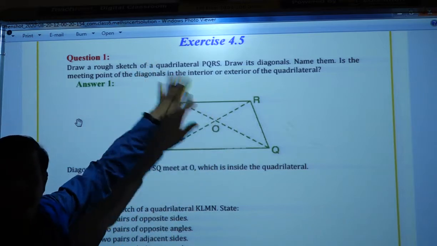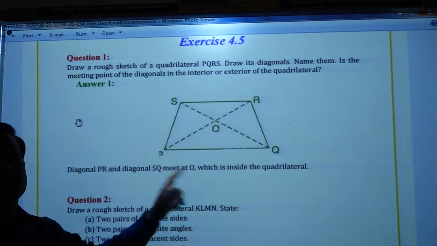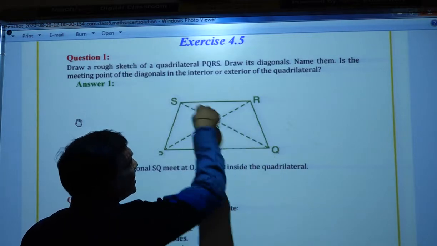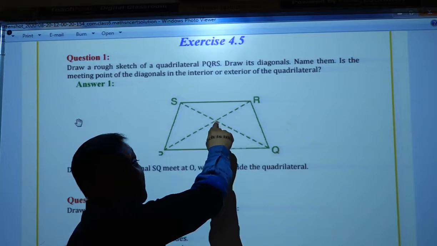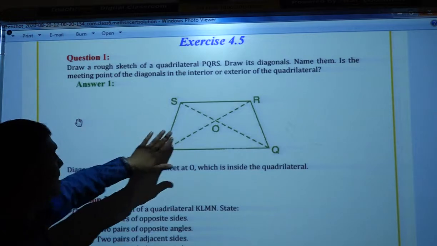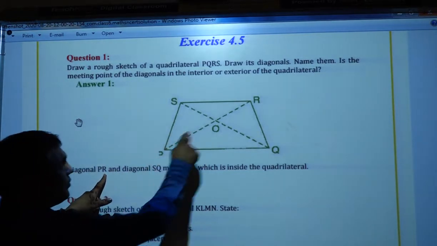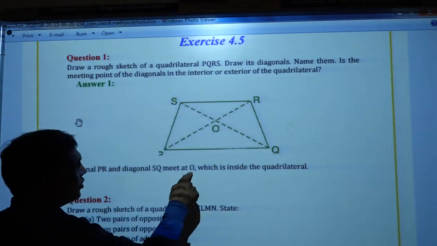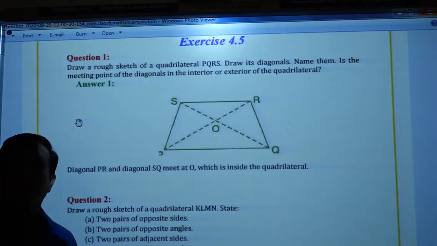So according to the question, first we drew the quadrilateral PQRS. After drawing PQRS, we drew the diagonals. PR is one diagonal and SQ is the other diagonal. When you draw this diagonal and this diagonal, the point where they meet is O. Is the point O inside or outside? It is inside. So according to the question, our figure is over, our answer is over. So diagonal PR and diagonal SQ meet at O, which is inside the quadrilateral.